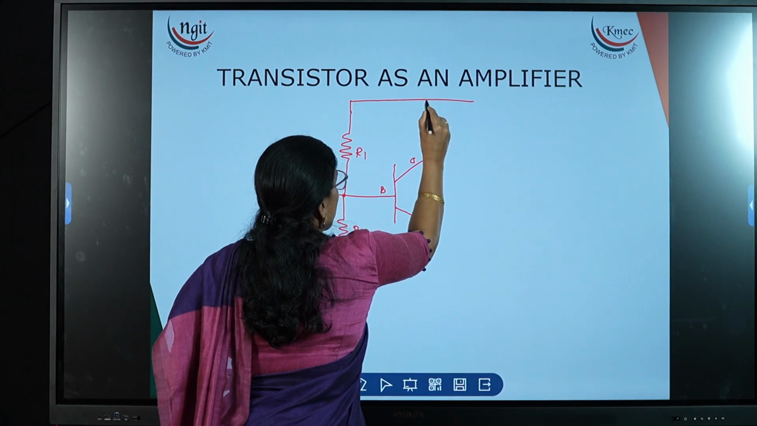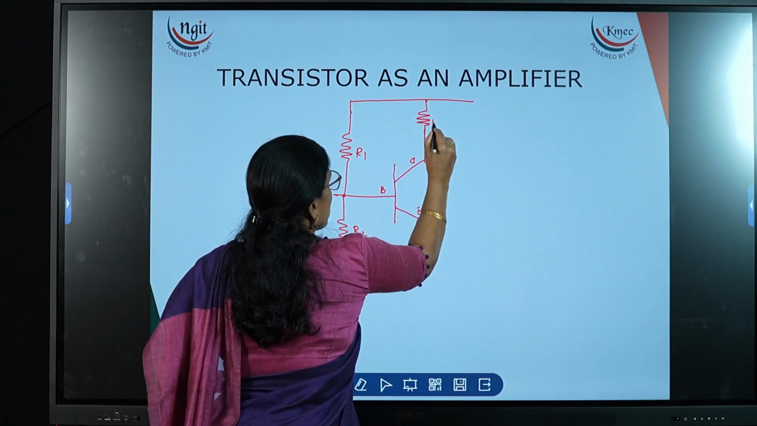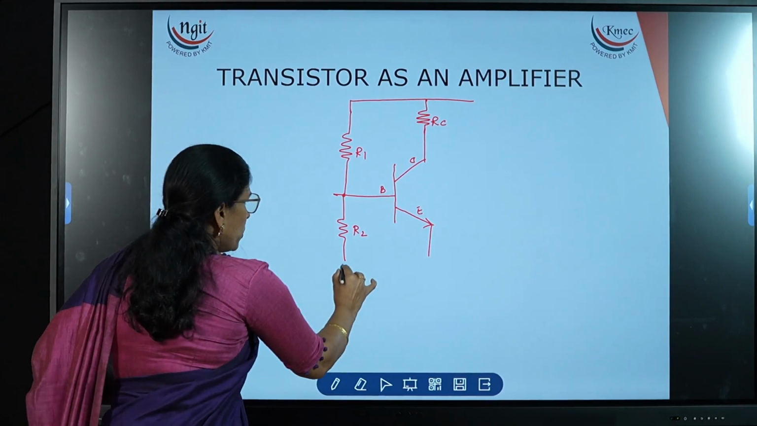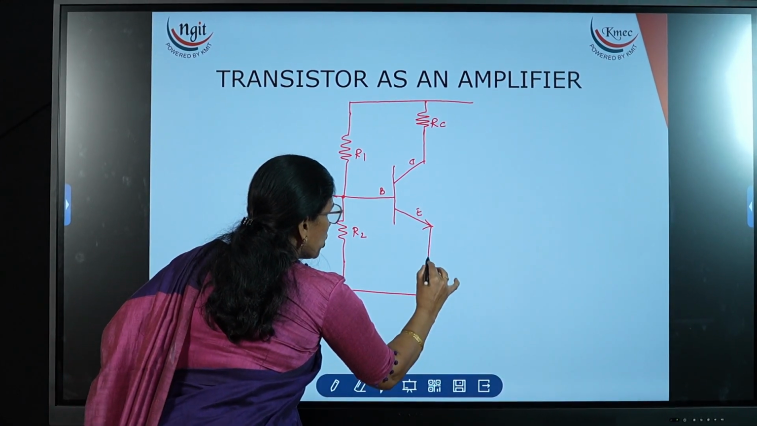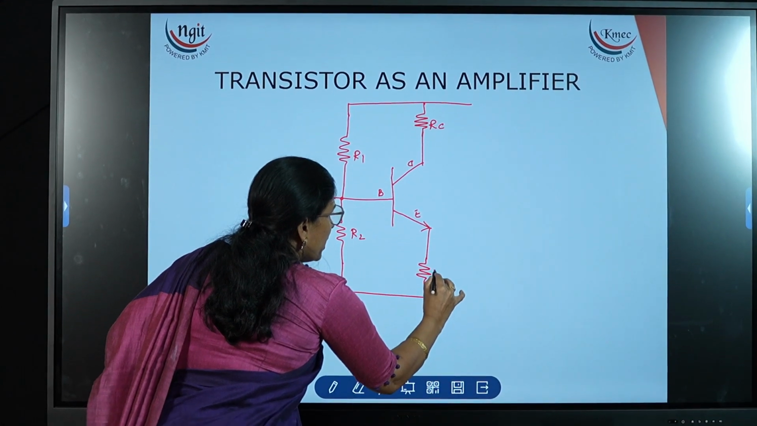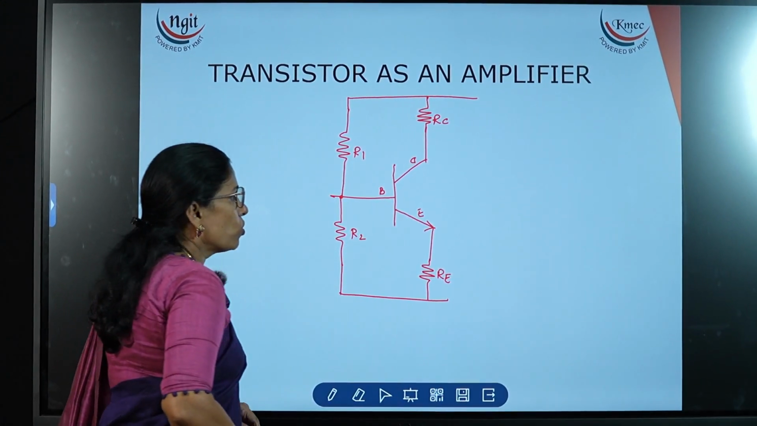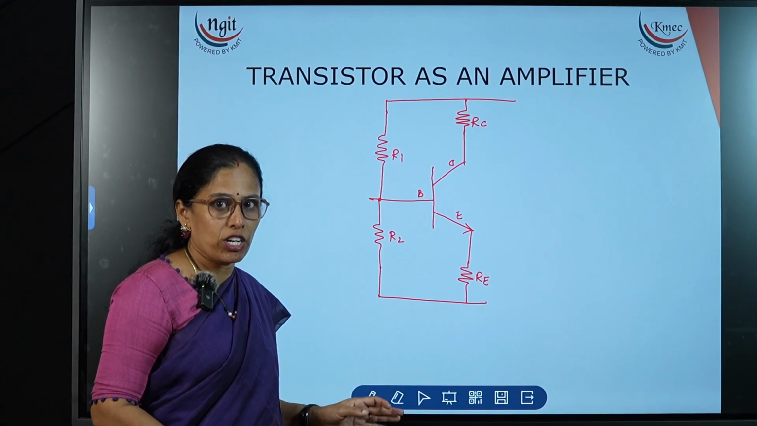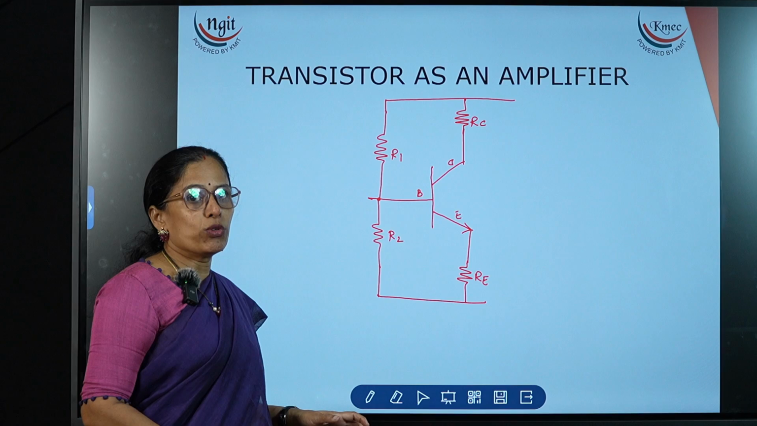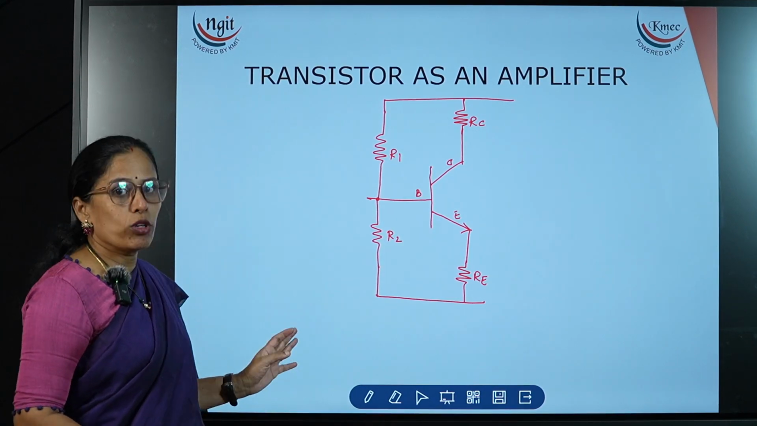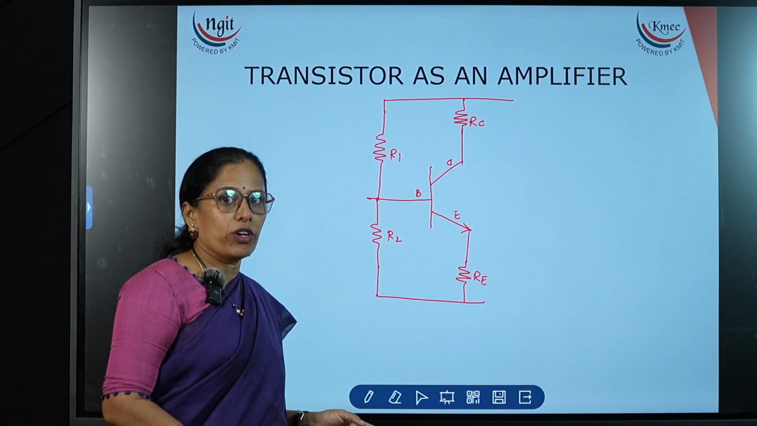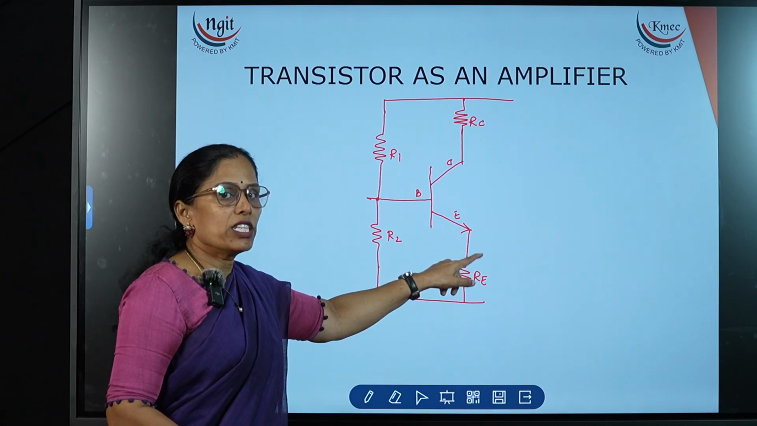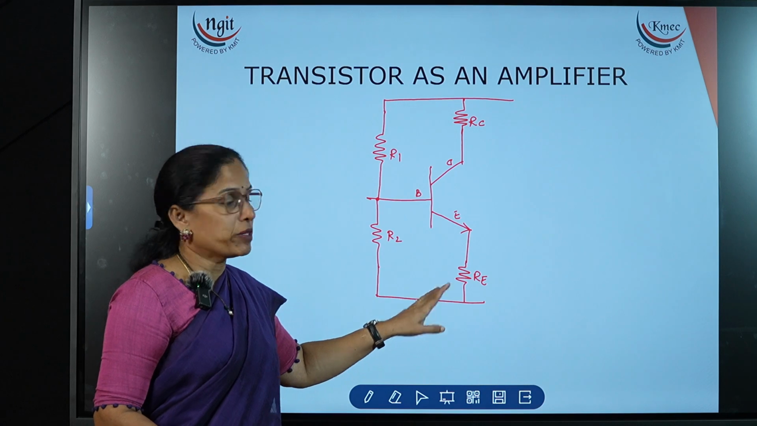Now at the collector, I connect one more resistor, called RC, to control the load current, and the RE resistor is connected to the emitter for negative feedback purpose. So what is the meaning of negative feedback? It stabilizes the output voltage and also reduces the noise. At the input, along with the information, if any noise is present, that will be minimized by using this resistor. So this is for the negative feedback purpose.